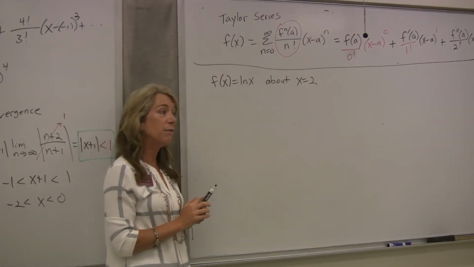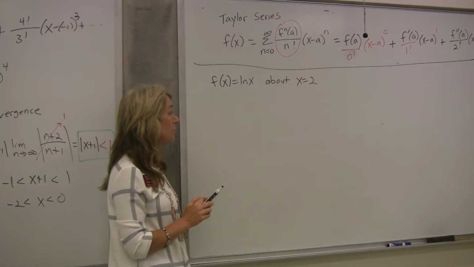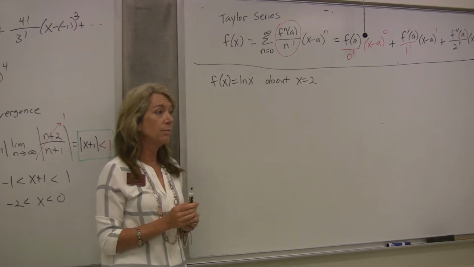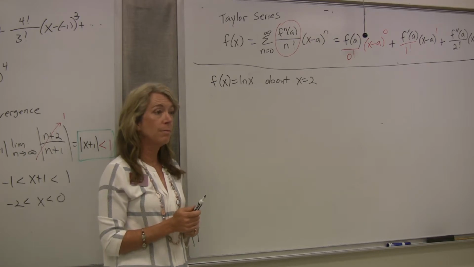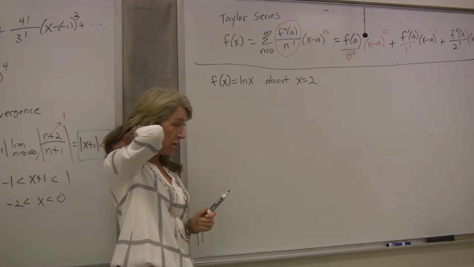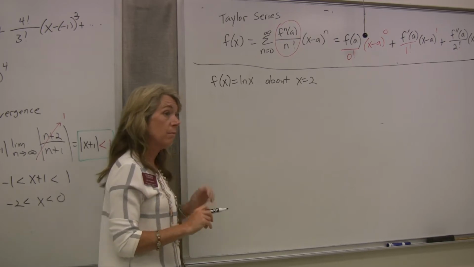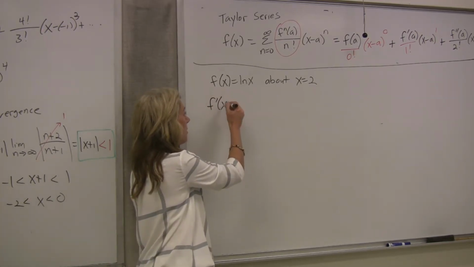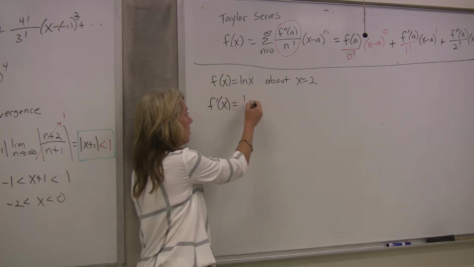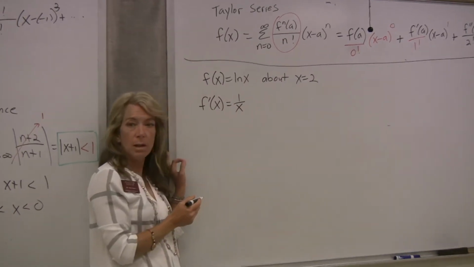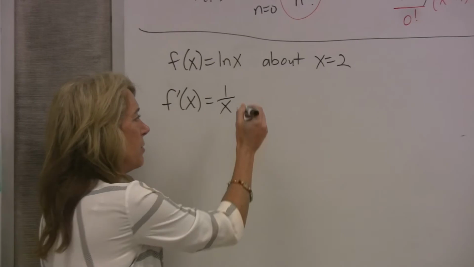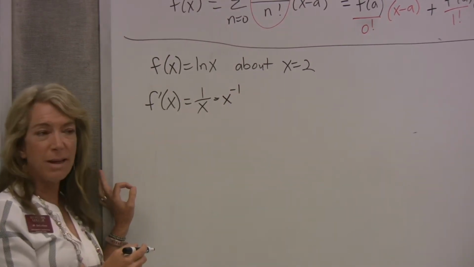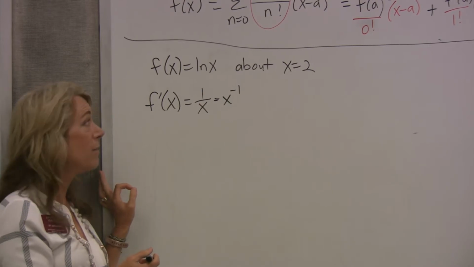This one's a little bit different and you'll see why. How should I start? Couldn't hear you, Joseph. Said you should take the first derivative. Yeah, take some derivatives. F prime of x is 1 over x. To take your next derivative, it helps to rewrite this as x to the negative 1. Just makes it that much easier to take your next derivative.